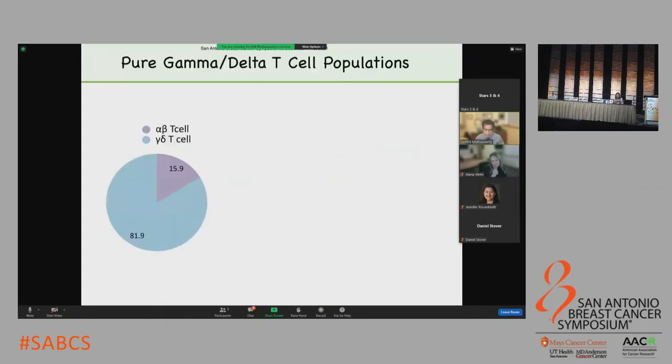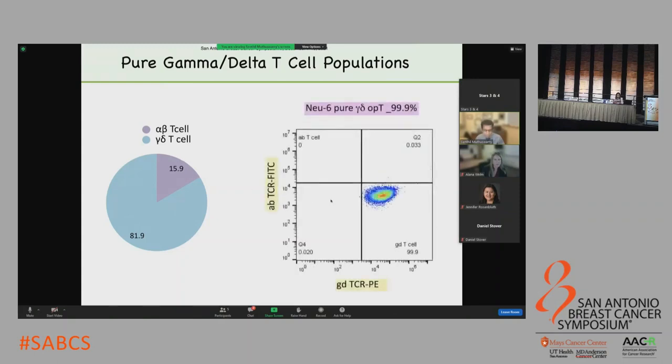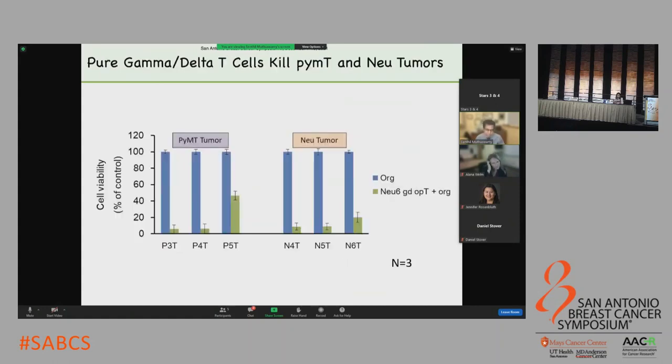One important point I wanted to make is that if you notice in this pie chart, 16% of the cells were alpha beta and about 81% were gamma delta. We wanted to make sure that the killing we see is not a residual effect of this alpha beta. So we enriched for the gamma delta population, so we have 99% purity, and then retested them, and we demonstrated that in fact a pure population of gamma delta cells are cytotoxic in this context, giving us further confidence that this is something worth thinking about.